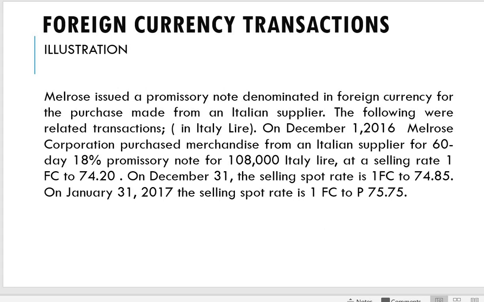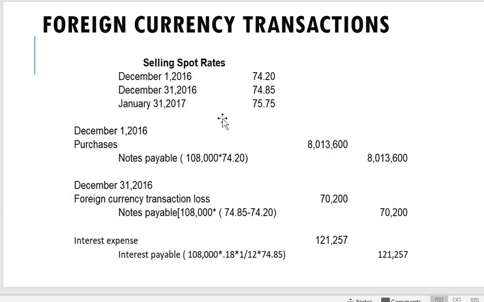Okay? So to record this transaction, we have here the selling spot rates on the transaction date, balance sheet dates, and the settlement date. To record the transaction, of course we'll debit purchases, credit notes payable, based on the historical rate or the spot rate at the transaction date. So we'll have 108,000 times 74.2, that's actually 8,013,600.